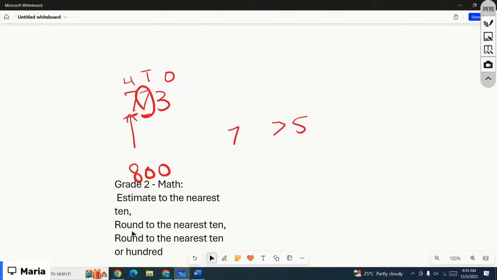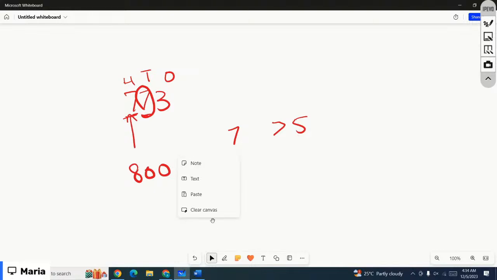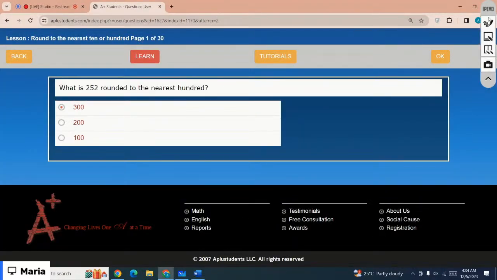Here is 252. That is the digit at the 100 position. Just check the digit right on the right hand side of 2, that is 5. 5 is equal to 5. That means you need to round up. Round up means add 1 to the 100 digit and replace the other digits with 0. So it would be rounded off to 300. The correct option is 300. Got it?